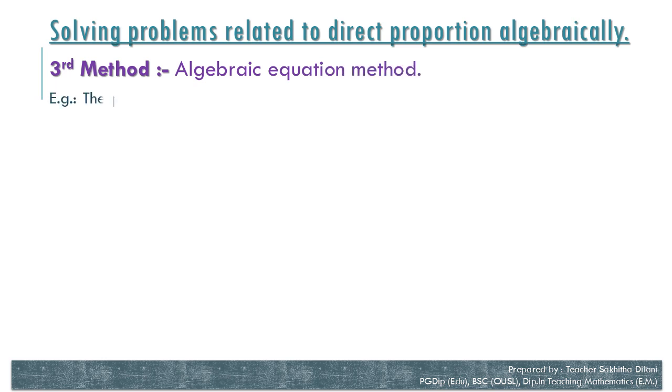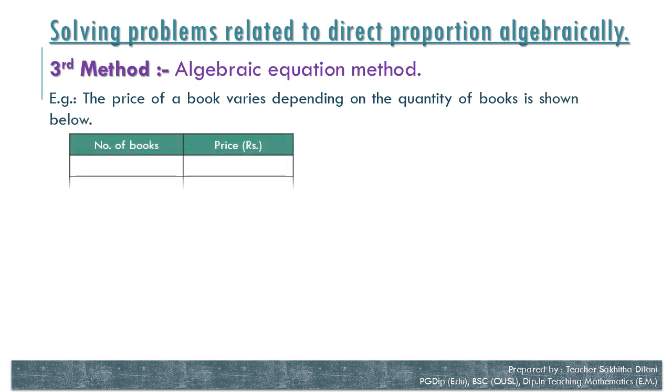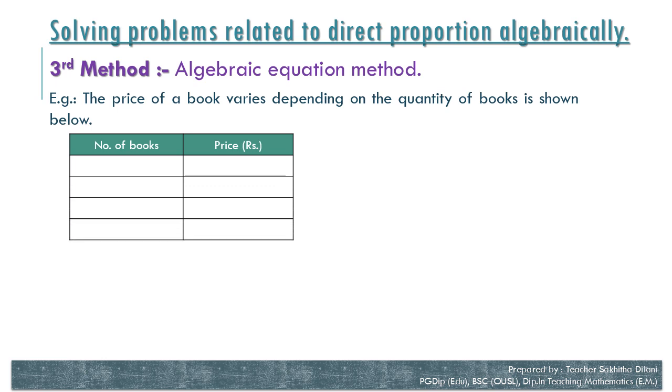Let's see an example. The price of a book varies depending on the quantity of books, as shown here. Number of books and their corresponding prices. If the price of one book is 20 rupees, you know that the price of 2 books is 40 rupees, and 3 books 60 rupees, and 4 books 80 rupees.